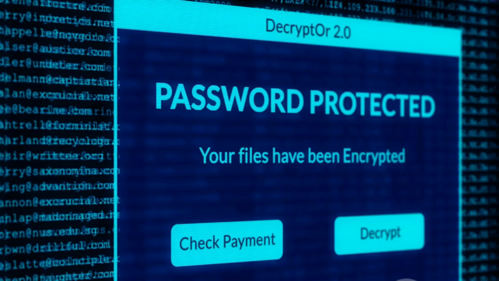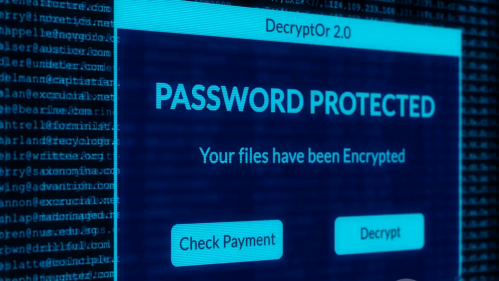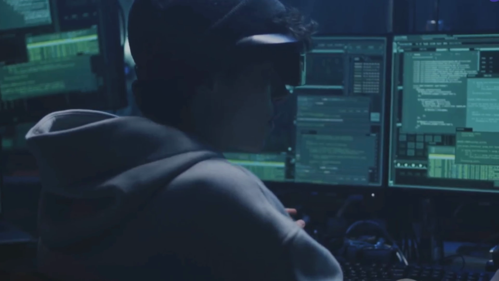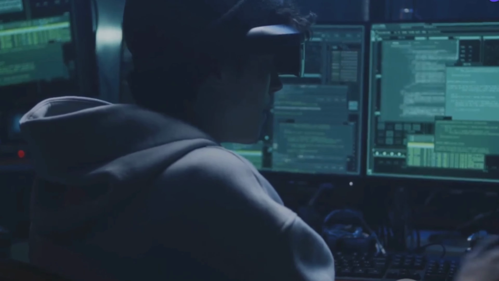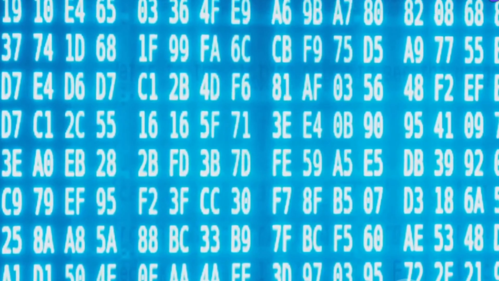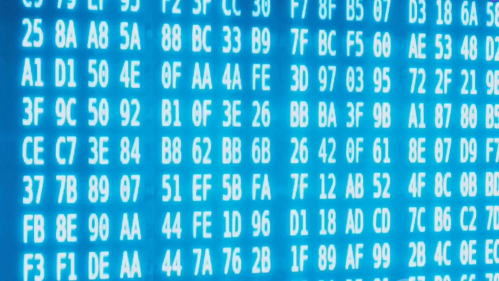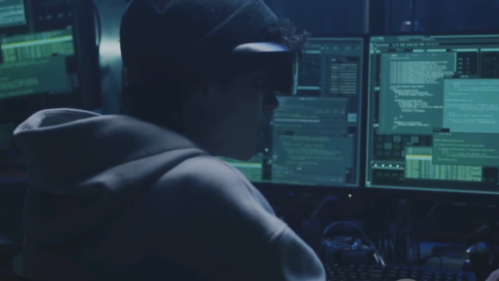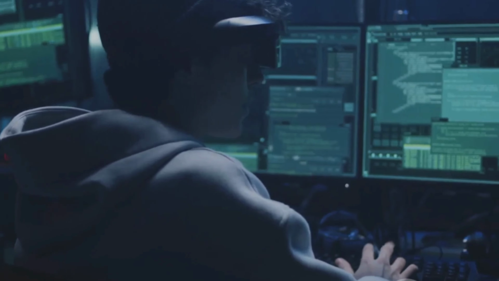It helps assess the strength of passwords used within a system. Ethical hackers utilize various techniques to crack passwords. These techniques range from brute force attacks to dictionary attacks. Brute force attacks involve trying every possible combination of characters. This method is time-consuming but effective against weak passwords.